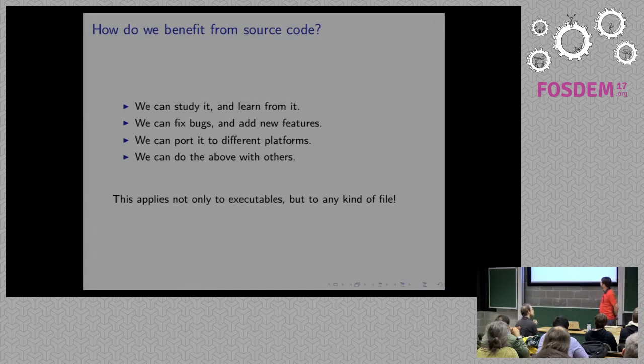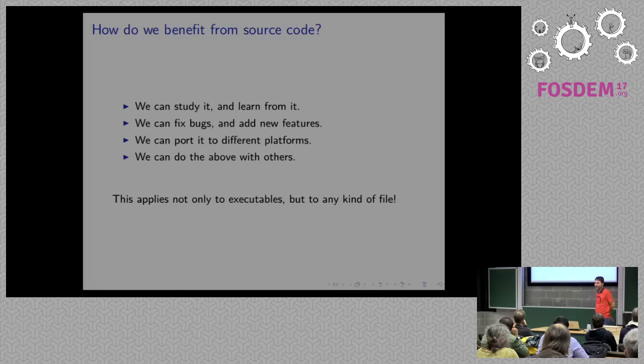So I already said that one thing is that we can learn from source code, we can study it, we can fix bugs, we can, for example, port programs to different platforms. One of the great successes of Linux is that it was one of the first operating systems that was ported to the 64-bit Intel architecture, or AMD architecture. Because we just had a new version of GCC which supports 64-bit, and we could recompile everything from the source. It took a bit longer for Windows, for example.